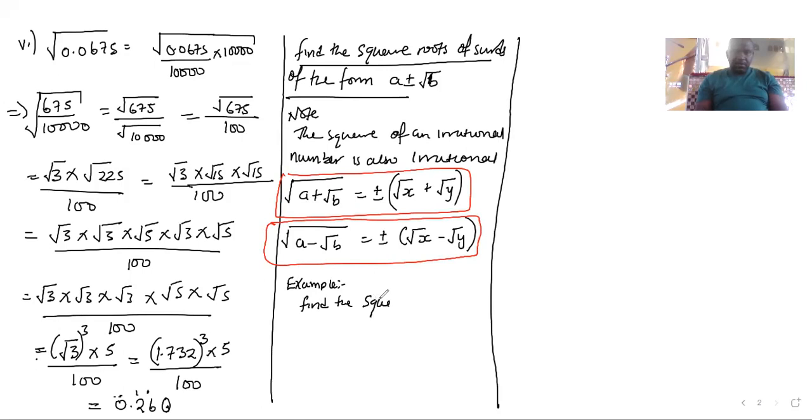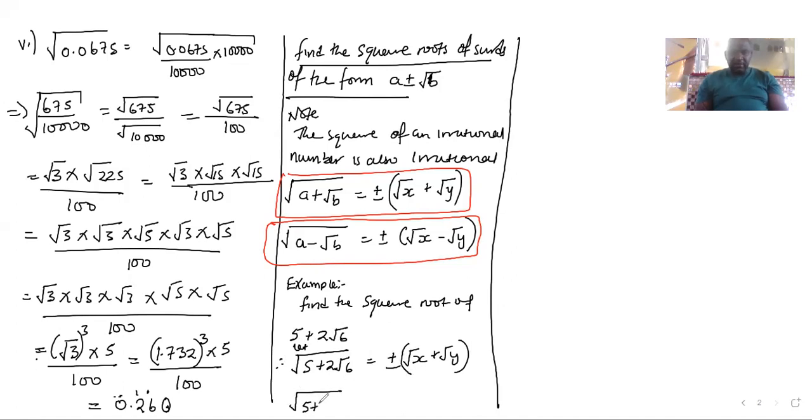Find the square root of 5 plus 2 root of 6. Ideally, you're being asked to find the root of 5 plus 2 root of 6, which you can let that square root be plus or minus root of x plus root of y. Then when you let it be in that form, you have to remove the square root on this side. By doing what? By squaring on both sides.